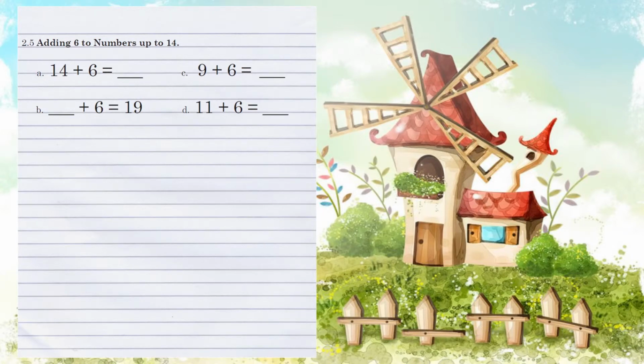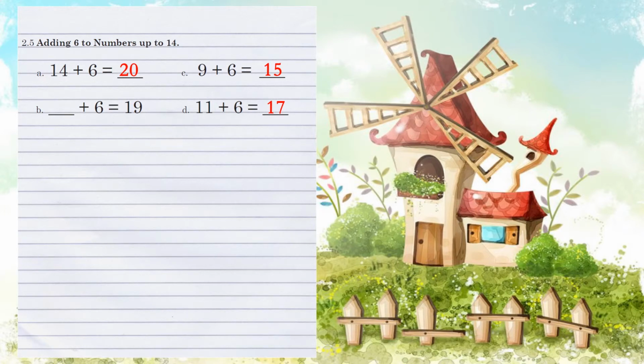Unit 2.5, adding 6 to numbers up to 14. Example A reads 14 plus 6. Let's combine our two ones positions. So if I combine the 4 with the 6, that's 10. Well, we have to write the 0 down and carry the 1. We don't write a 10 down, we only write down the ones position. So now we can combine together the 1 and the 1 that we carried to get 2 for a final answer of 20.